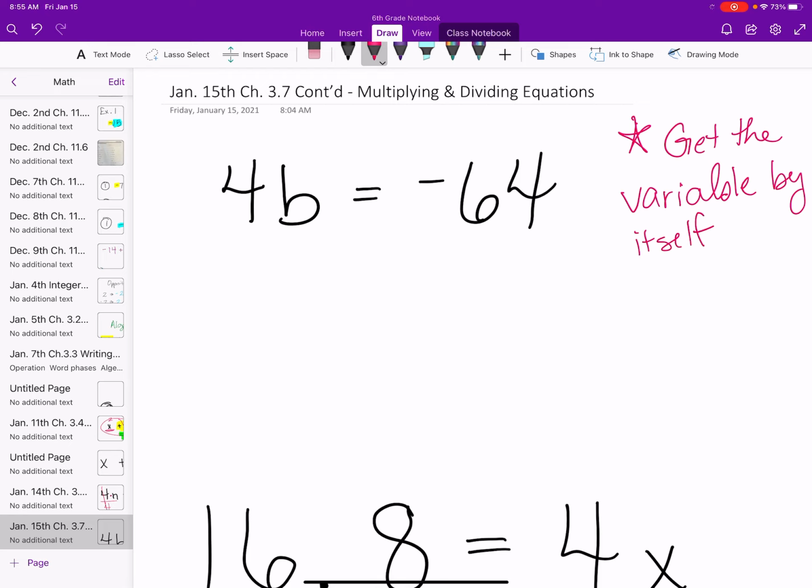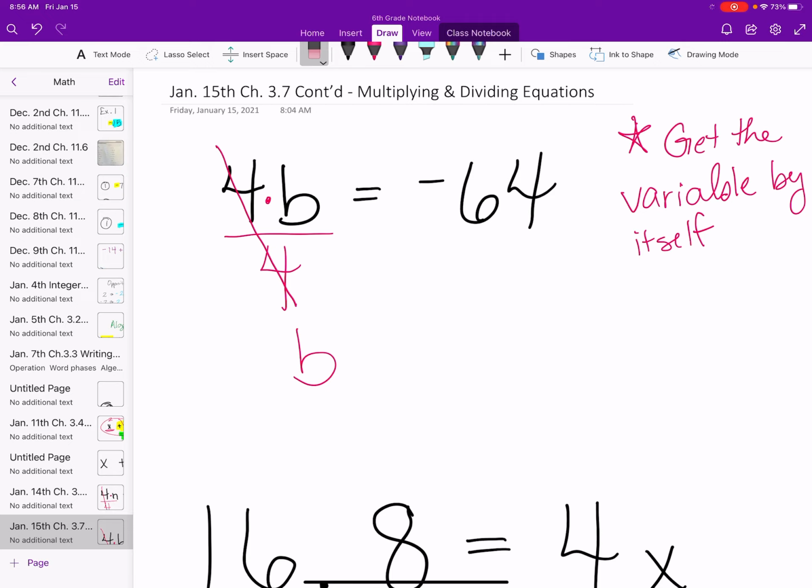Okay, so I see my variable here is b, and I need to get that by itself. Right now, it is telling me 4 times b equals negative 64. So just like in addition and subtraction, I need to take the opposite of 4 times b, and the opposite of multiplication would be division. So I'm going to divide by 4 so that those guys cancel out. And basically it's just saying like 4 divided by 4 is 1b. I don't need the 1 in front of it. I can just leave it as b.